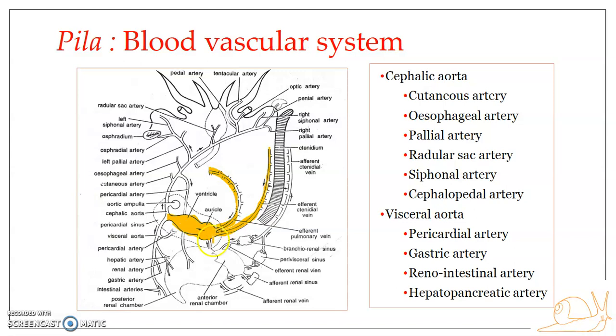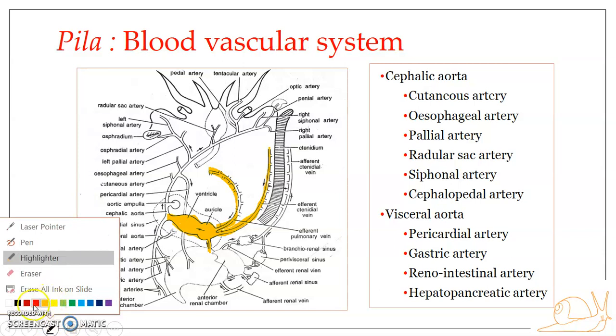The third one which carries blood towards the auricle is this one from the posterior renal chamber. You can see over here, it is the posterior renal chamber. From the posterior renal chamber it carries blood where the waste substances have been filtered out, and this one is the efferent renal vein. So this is about those vessels which carry blood towards the heart.